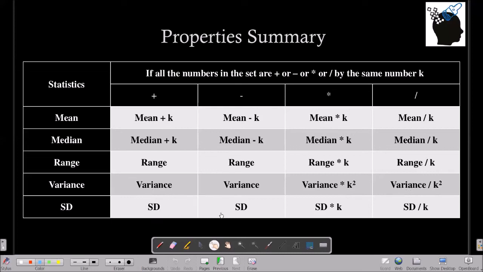And standard deviation also does not change in case of addition and subtraction. But in case of multiplication and division, standard deviation also gets multiplied or divided by the same number. I hope you were able to understand the basics of statistics and the different properties of them.